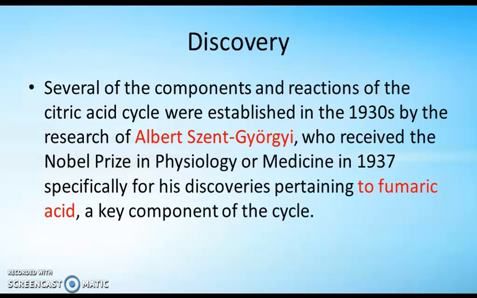Now about the discovery. Several of the components and reactions of the citric acid cycle were established in the 1930s by the research of Albert Szent-Györgyi, who received the Nobel Prize in Physiology or Medicine in 1937, specifically for his discoveries pertaining to fumaric acid. It is a key component of the TCA cycle.